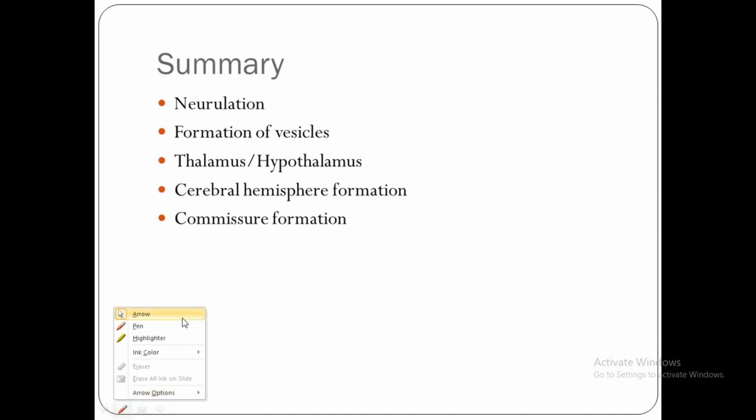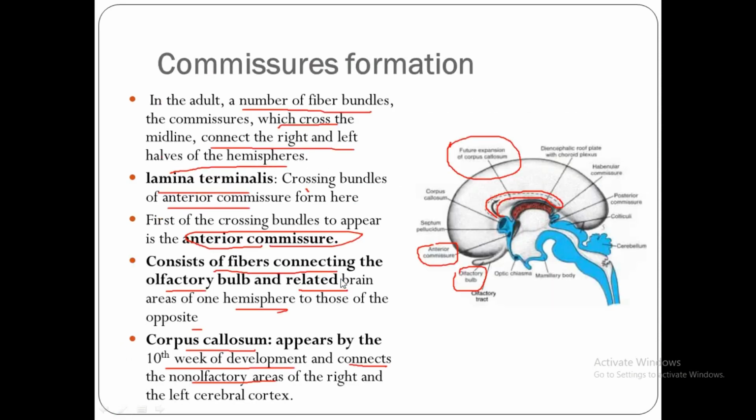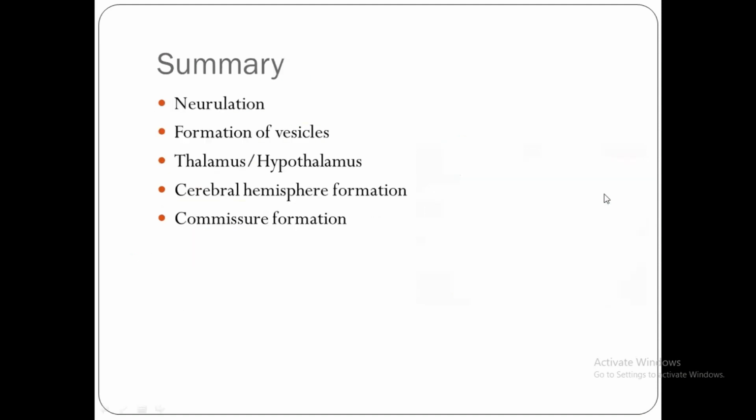So we talked about the olfactory bulb, the anterior commissure connecting the olfactory bulb, and the corpus callosum, and at the end you see two small commissures that will be discussed in detail in the coming module: the habenular commissure and the posterior commissure. So these are all the connections.